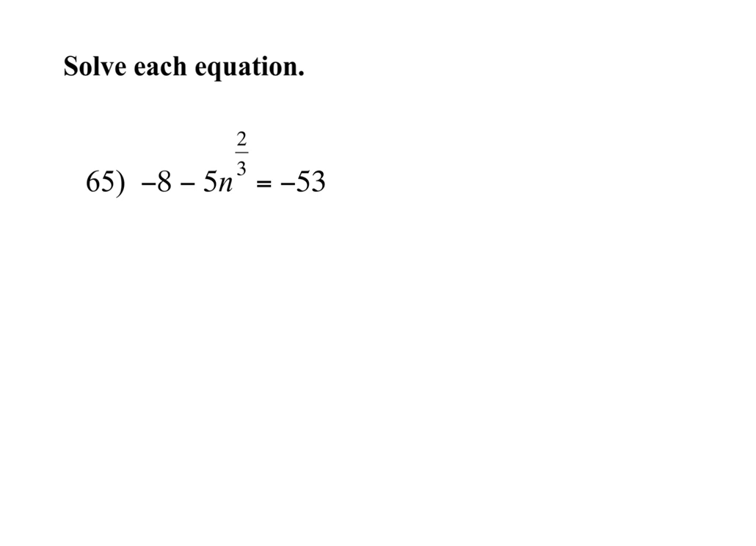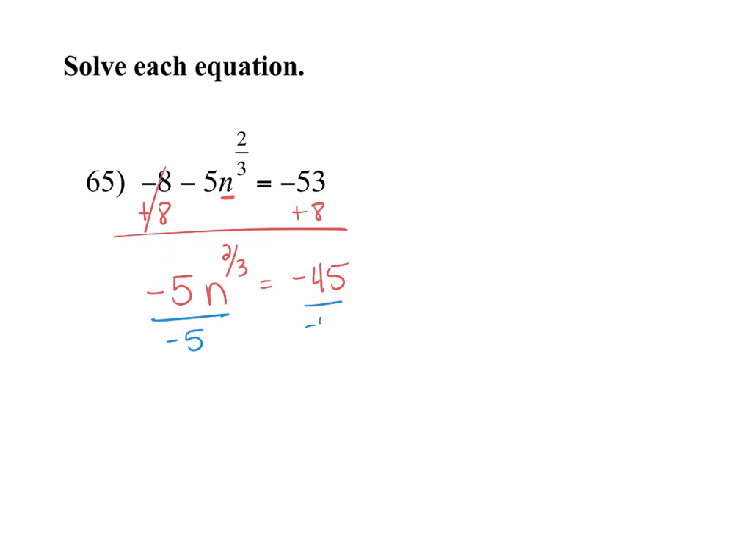These are rational exponents. You need to get the base by itself. By that, I mean I need this n to be completely by itself. So in order to do that, I need to add the 8 over. On the left-hand side, I have -5n to the 2/3. On the right-hand side, I have -45. I still don't have the n by itself. I need to divide both sides by -5. I will get n to the 2/3 equals 9.